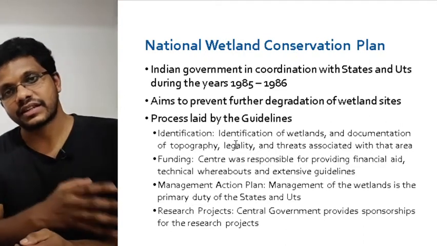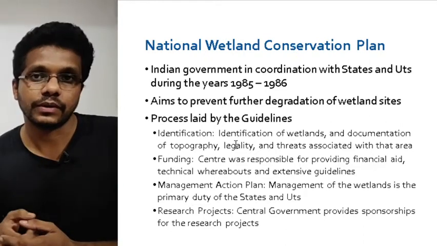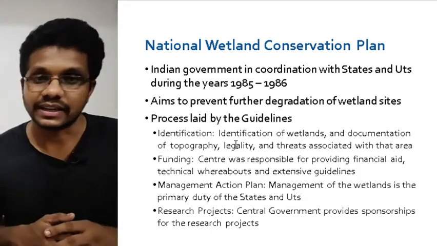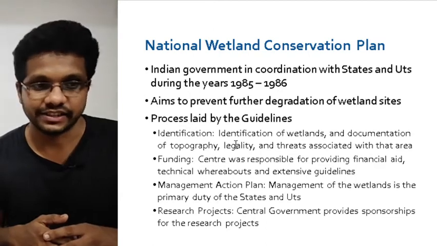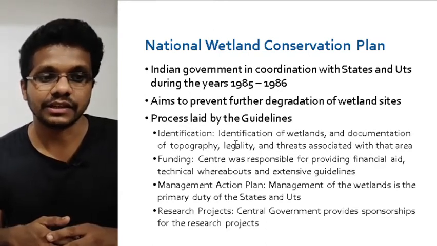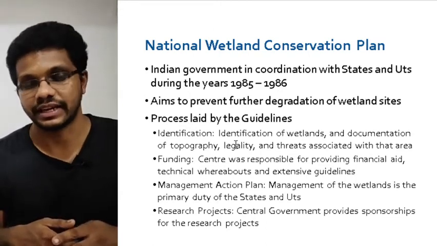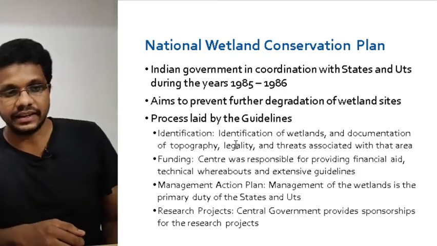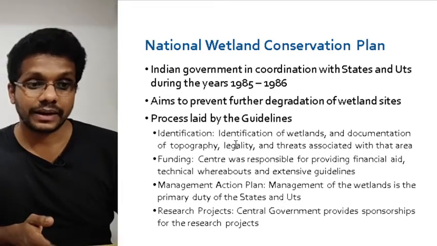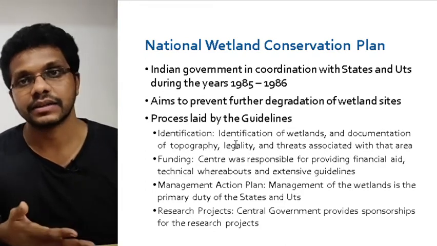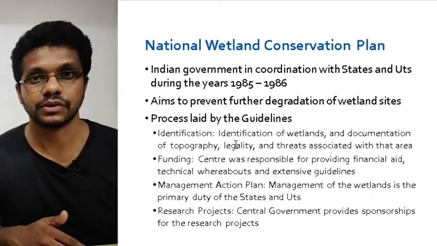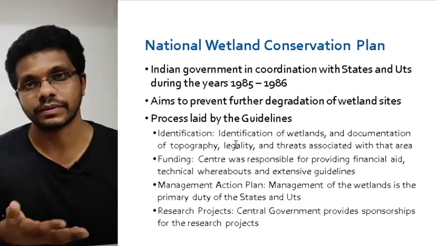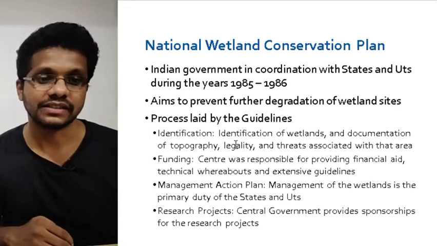National wetland policy, based on this convention. India was also a part of this convention. So based on this convention, we formulated our wetland conservation plan in 1985-86. Based on this plan, we aim to prevent further degradation of wetlands. Major guidelines of this national wetland conservation plan include the identification of the wetlands by the state authorities, central agencies will fund the conservation of these wetlands, and management action plans will be formulated by the state and approved by the central government.